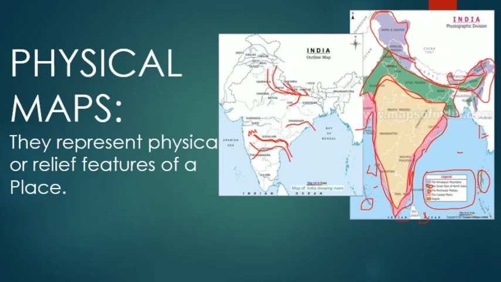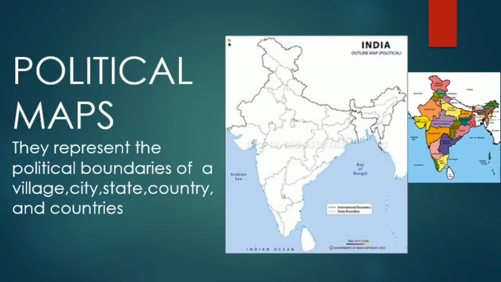Okay, any information you can understand by seeing a river map. So this is about physical maps. And next one is political maps. Maps showing boundaries of towns, cities, boundaries of different countries of the world, boundaries of different states of a country are called political maps.